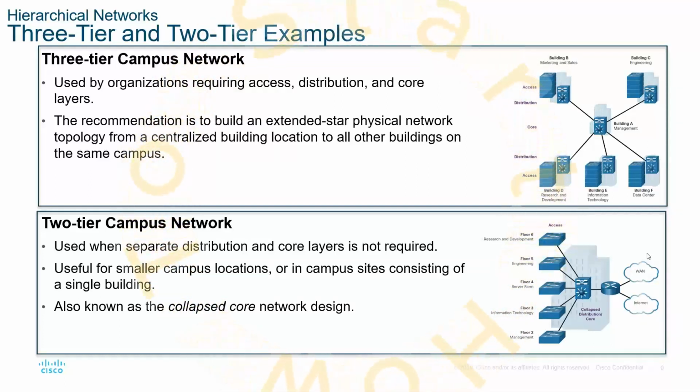If we do a 2-tiered model, we will have our core and our distribution kind of collapsed, and from there we'll have each floor being their own separate access networks. And again, within this network design, we're not talking VLANs, we're not talking aggregated links, we're just talking the general overview of how the network would be designed.